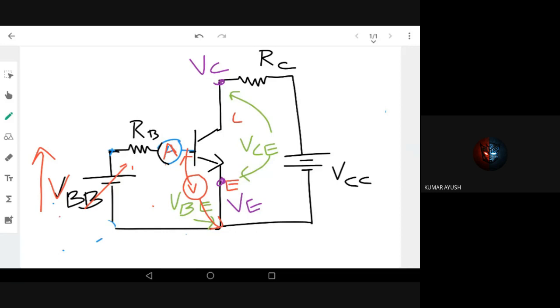I know when the voltage VBB is 0, I will not have any current.